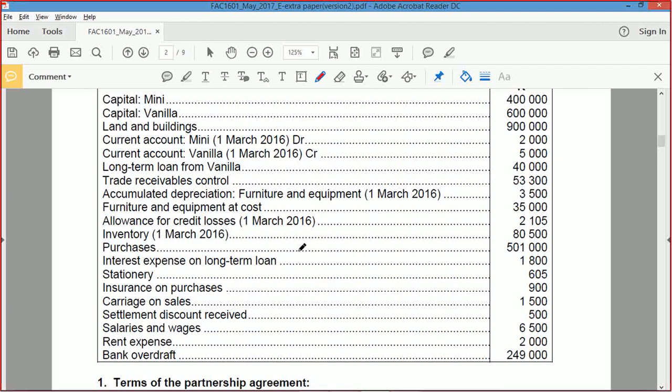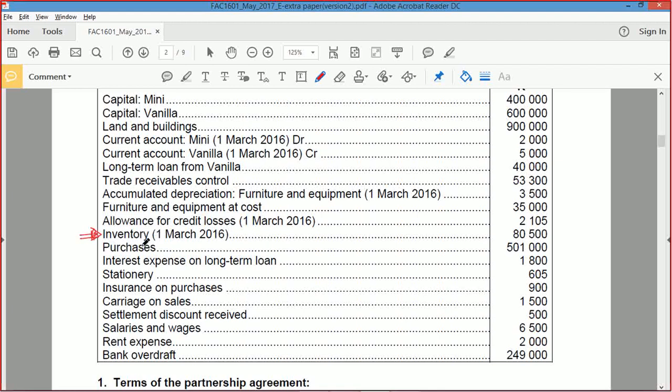Trade receivables is an asset because you're going to get something. Payables is a liability, yeah. Okay. Accumulated depreciation. Negative asset. Furniture and equipment. Asset. Allowance for credit losses. Negative asset. Inventory. Inventory is asset. Yes, okay, but when you see inventory and when you see purchases together, what does that mean?